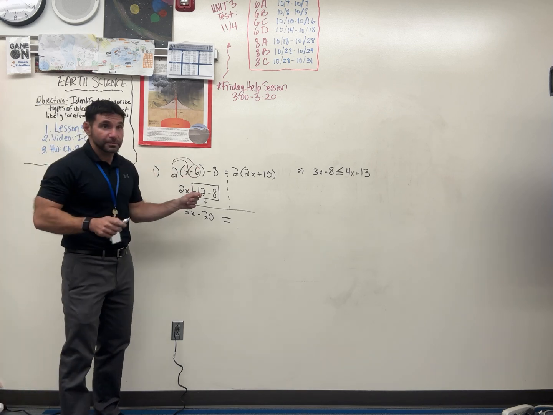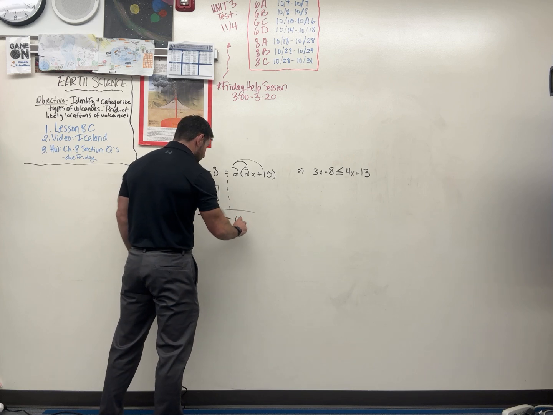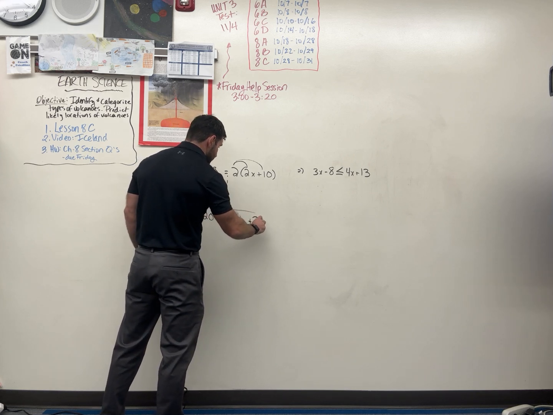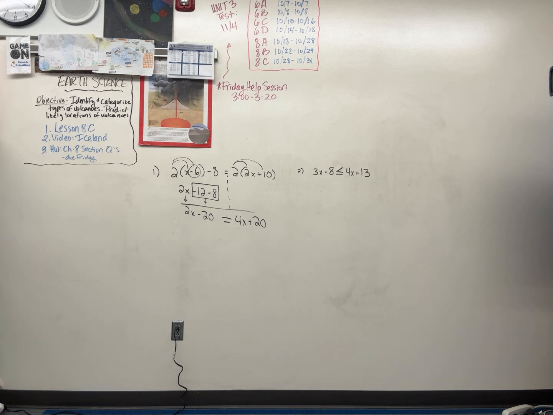So now we're back to the right. Step 2, distribute if needed. Well, we need to. That gives me 4x plus 20. Have I lost anybody there? Yeah. I have? Where did I lose you? Everything.